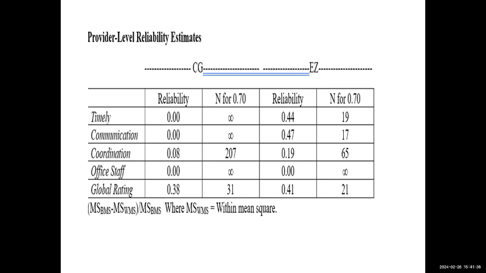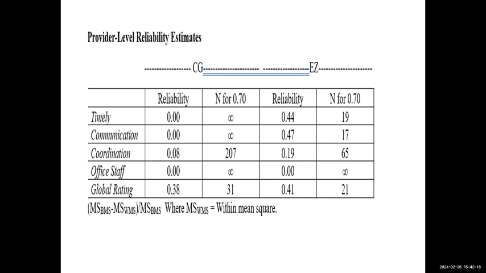But the EZ survey did much better on this criterion. You can see that the only failure was on office staff, and that's probably understandable, where we got 0 reliability because office staffs may not differ as much as the other variables where we're looking at more provider-centric kinds of constructs. So other than that, if you look in the final column, for a lot of these things, we could get reliable enough data, 0.70, if we had somewhere between like 17 to 21 patients per provider. And that's not unrealistic. And it's consistent with prior work.